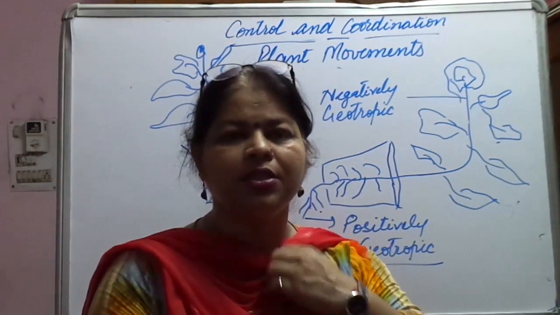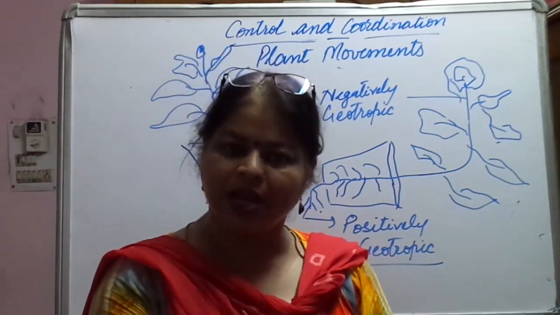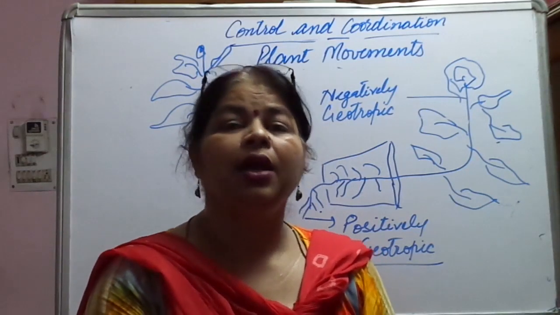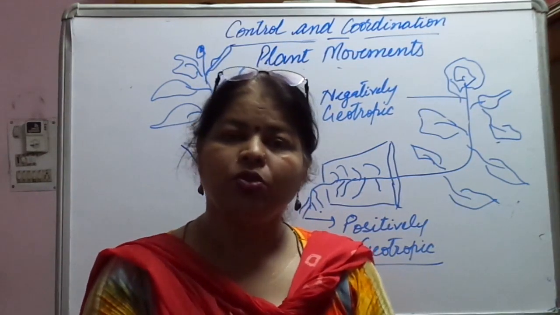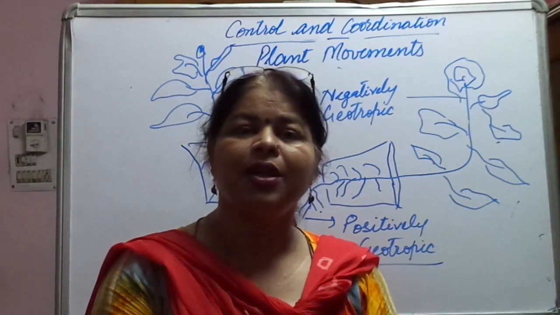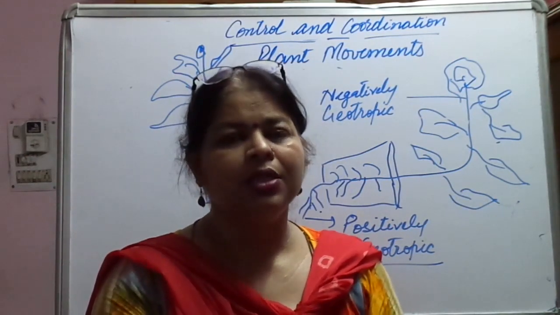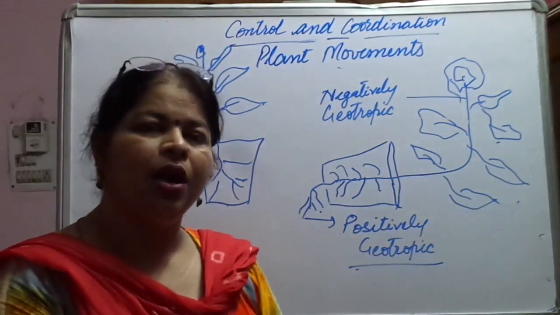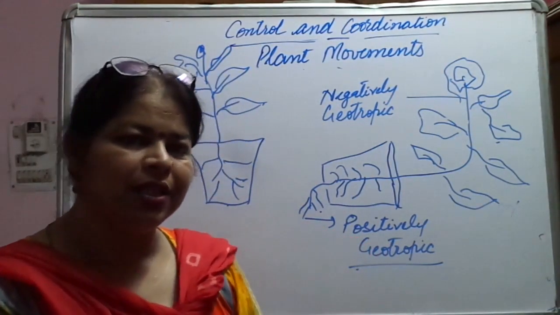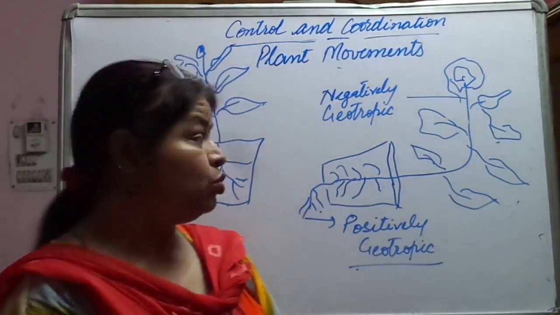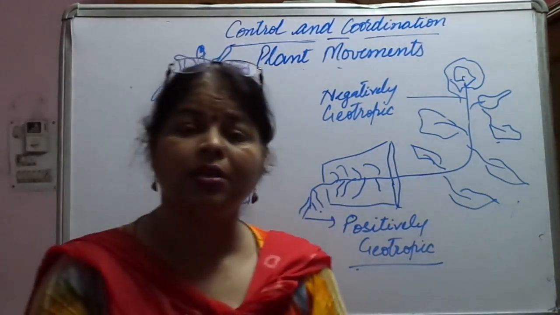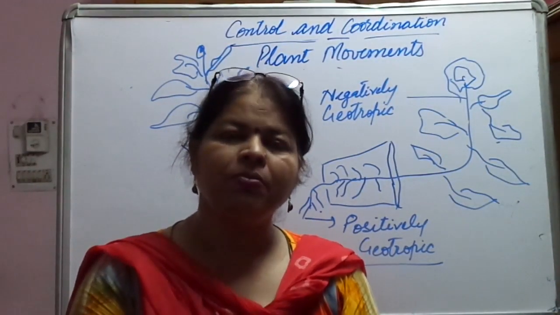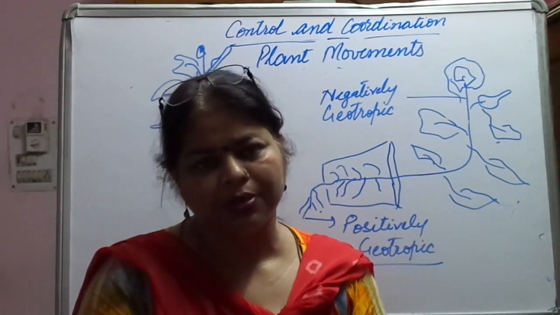So today's work is about how many types of movements take place in plants. You need to write about nastic movements and tropic movements. You have to differentiate between nastic movements and tropic movements. The second question is, how many types of tropic movements are there? Name them. Today we have discussed two. So explain with diagrams phototropism and geotropism in plants.